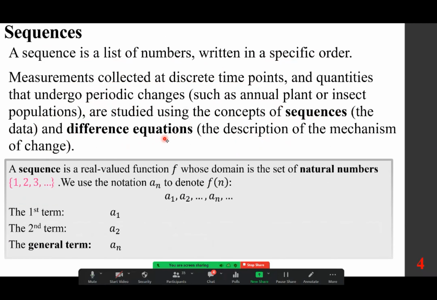And again, refreshing your memory, this is not brand new. A sequence is a real valued function f whose domain is the natural numbers. One might say natural numbers or positive integers, 1, 2, 3 to infinity. So the first term is a sub 1, the second one is a sub 2, the third one is a sub 3, and so on to a sub n.